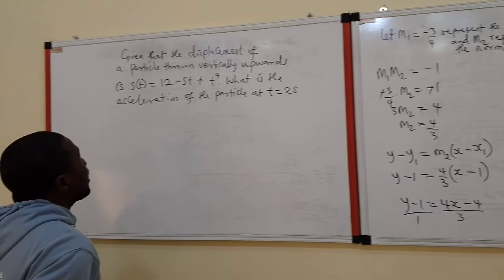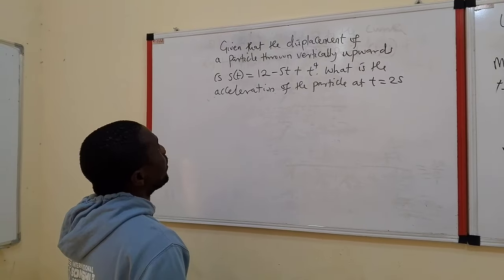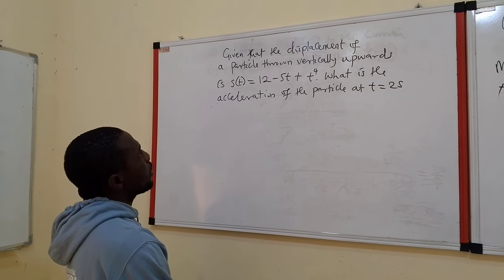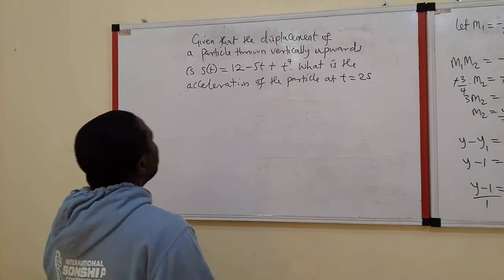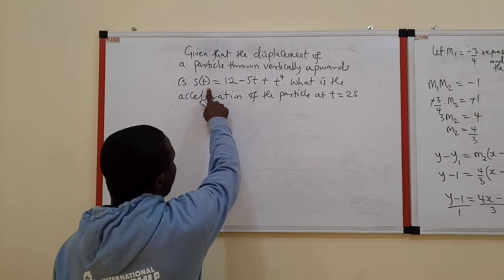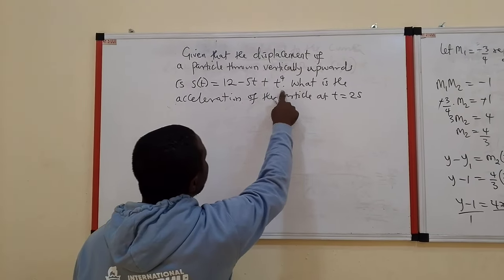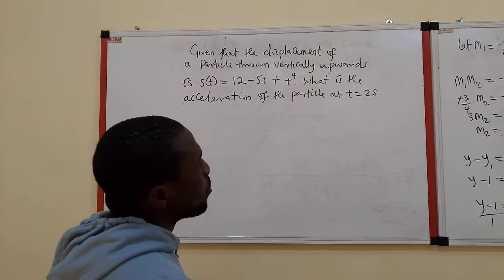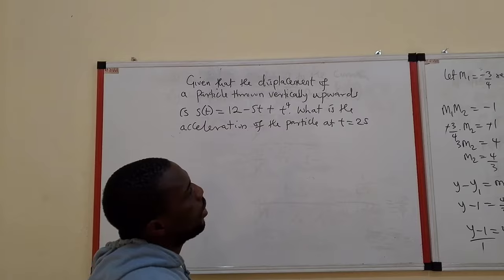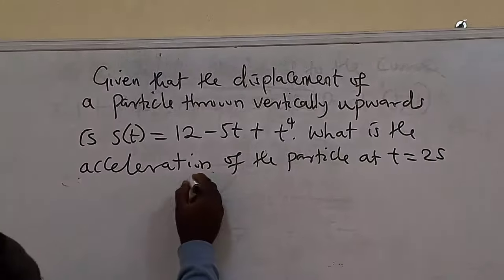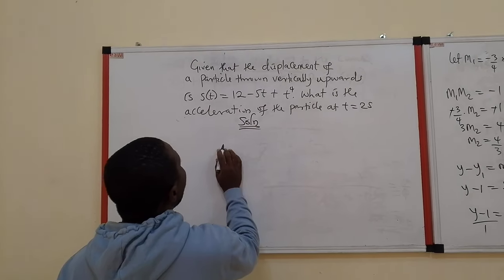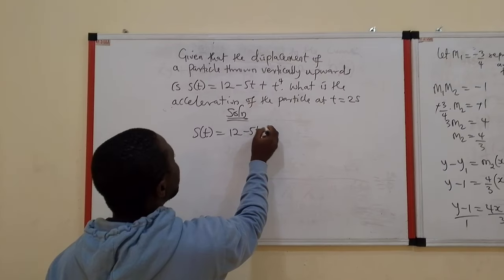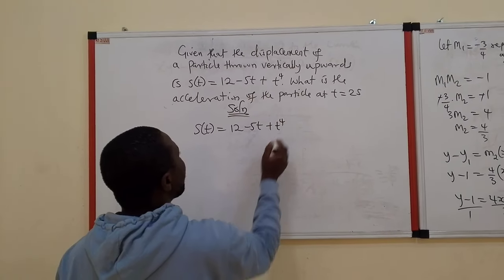Now we have another question here. Given that the displacement of a particle thrown vertically upwards is s, which is a function of t, equals 12 minus 5t plus t raised to power 4. What is the acceleration of the particle at t equals 2 seconds? Okay, what do we do? Solution. We have s of t equals 12 minus 5t plus t raised to the power of 4.